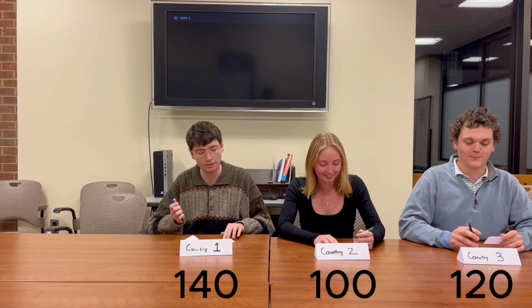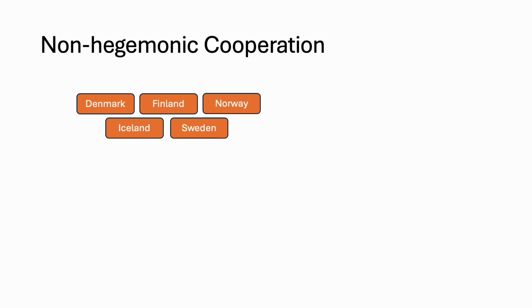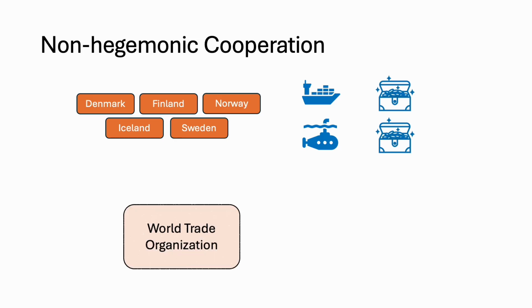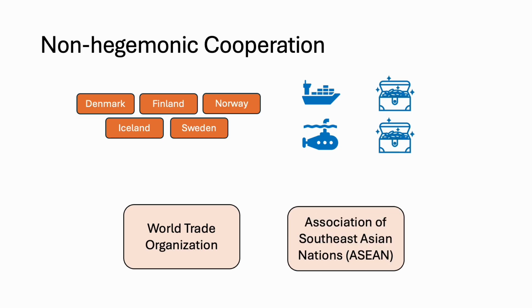Although this was a simplified example, many scholars argue against hegemonic stability theory, saying that cooperation and stability can be achieved even without the presence of a hegemon. Take the Nordic states, for example. Although they had conflicts on maritime boundaries and resource utilization in those areas, the states were able to peacefully resolve issues through agreements and compromise. If you take a look at the World Trade Organization, or more regionally, the Association of Southeast Asian Nations, these are also embodiments of non-hegemonic cooperation.